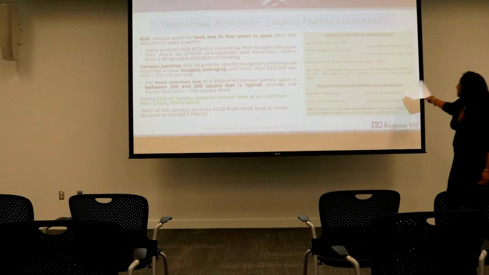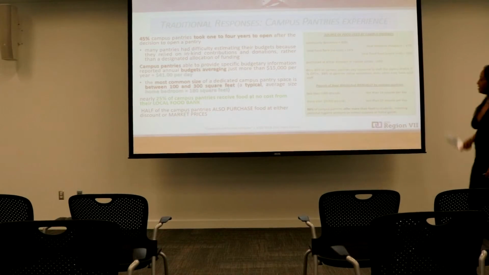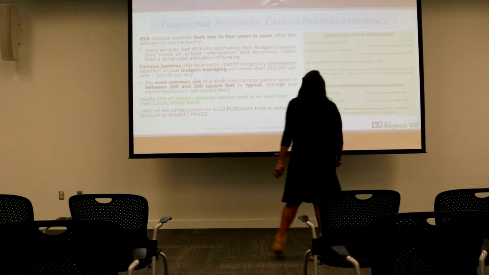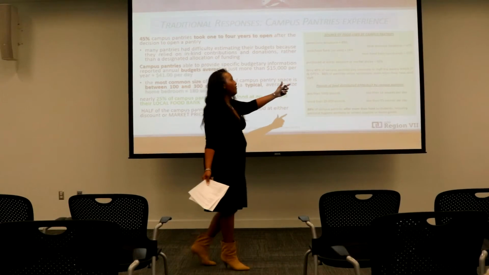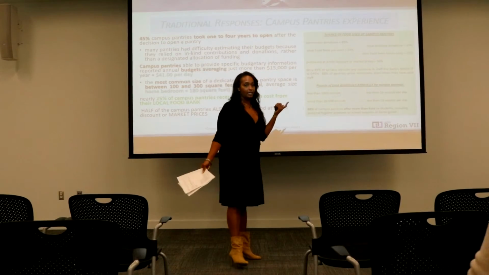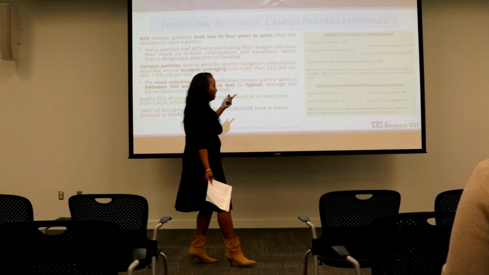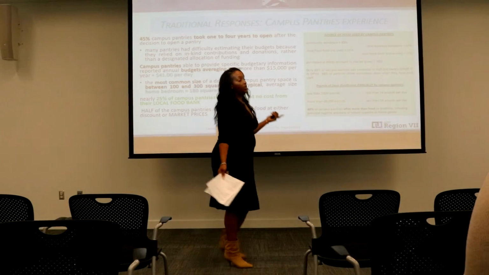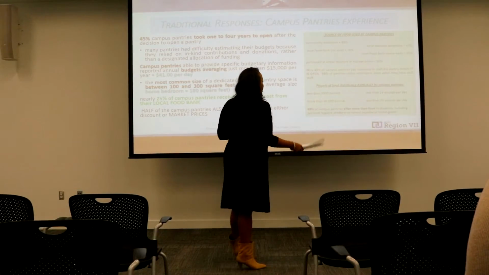And on this side, sources of food used by campus pantries. Community donations, 85%. 47% were donated by local businesses. 35% donated by local food banks. And then 50% was purchased at discount or market prices. So I think we're doing pretty good.